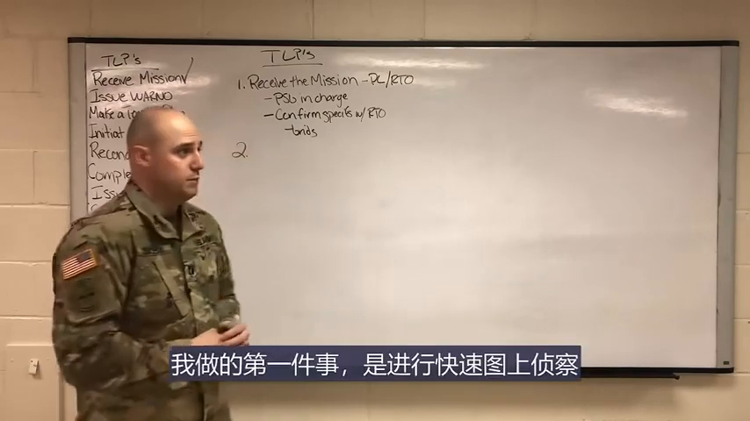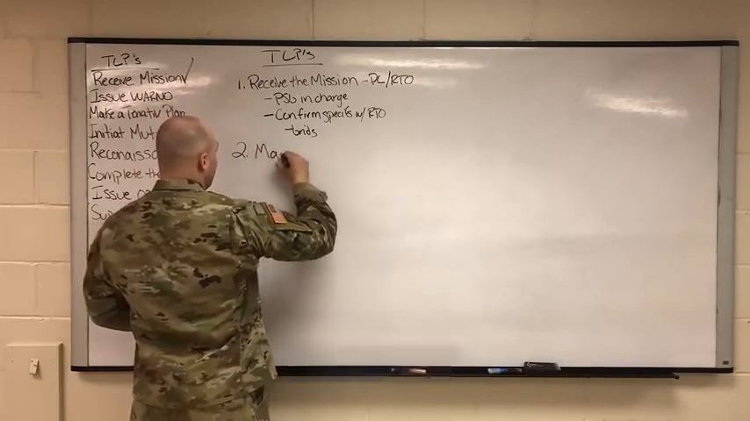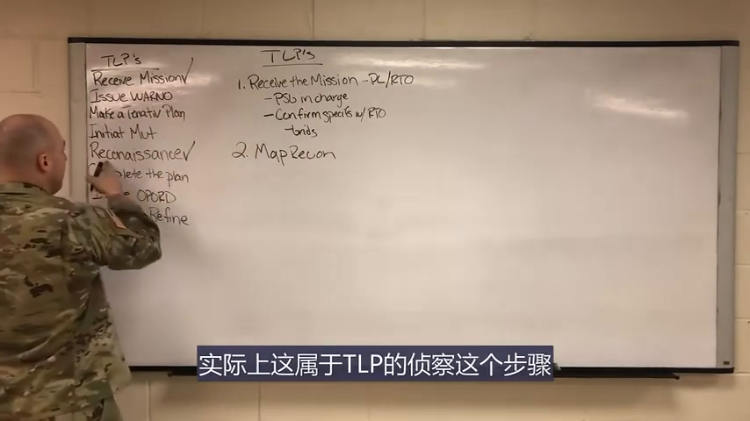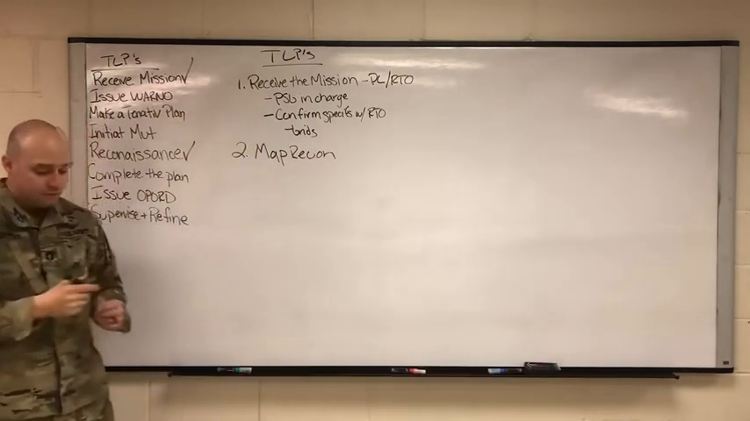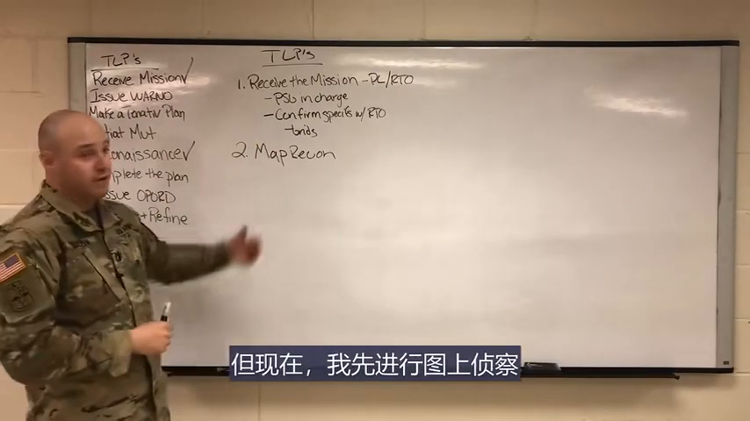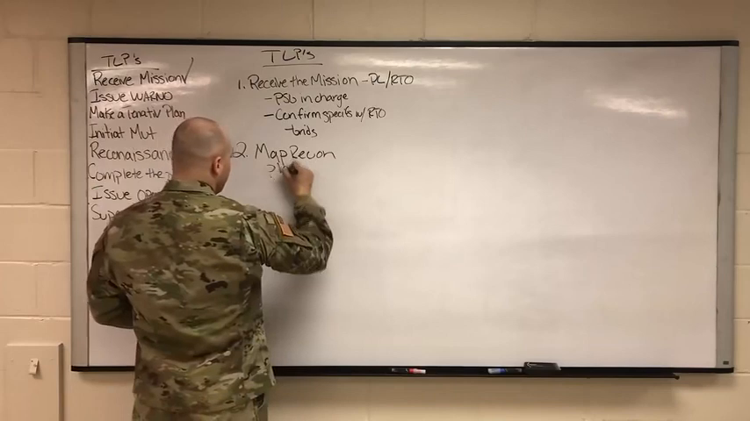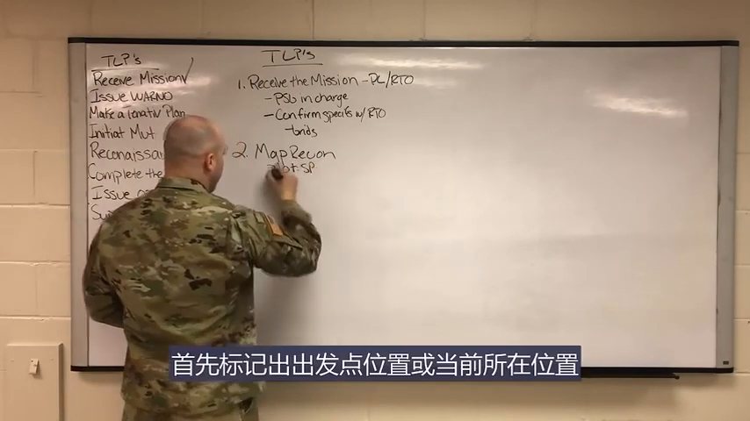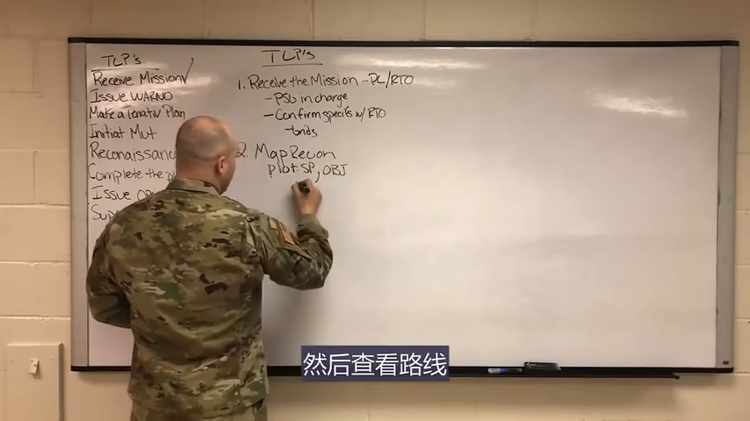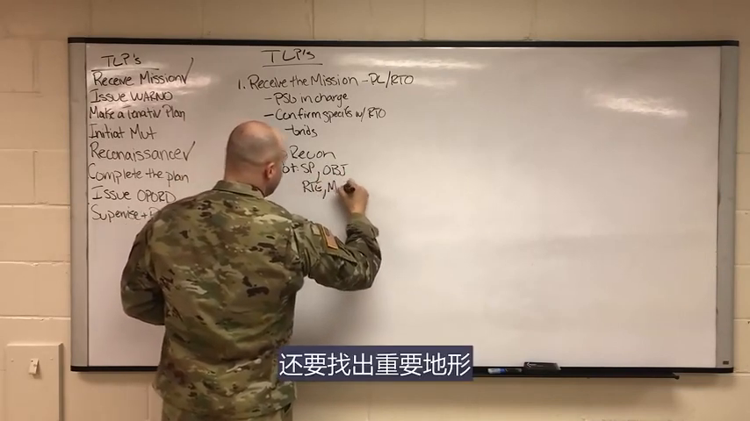So the first thing that I do is I actually do a quick map recon. So once I've received my mission, I do a quick map recon. So that's actually kind of taking care of this step of the TLPs right here. Okay, if I have the ability to do further reconnaissance later on, I will, but right now, at the very least, I need to do my map recon. And what I'm going to do is I'm going to plot my SP point or my current location. All right, I'm also going to plot my objective location. All right, I'm going to look at routes, and I'm going to look at major terrain.